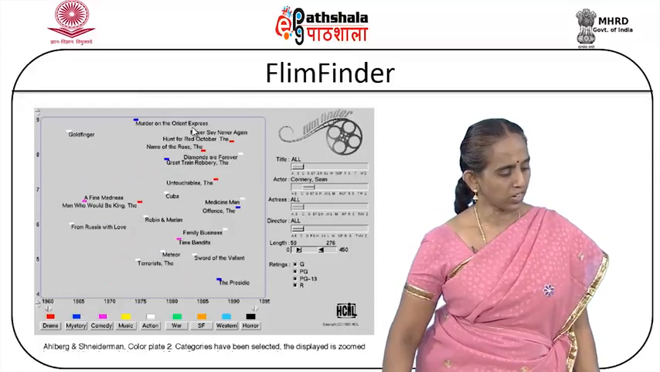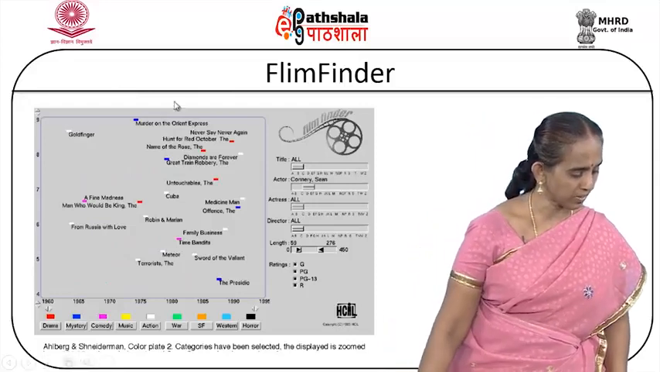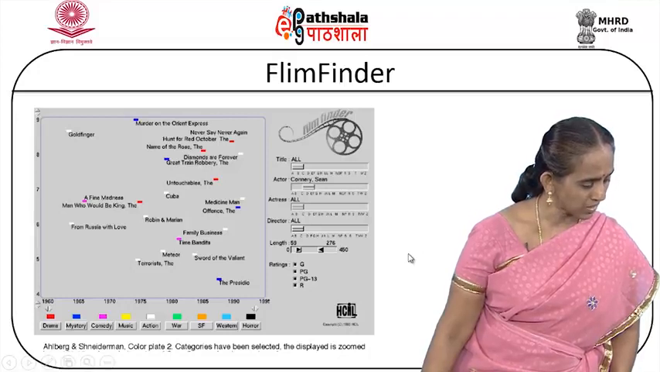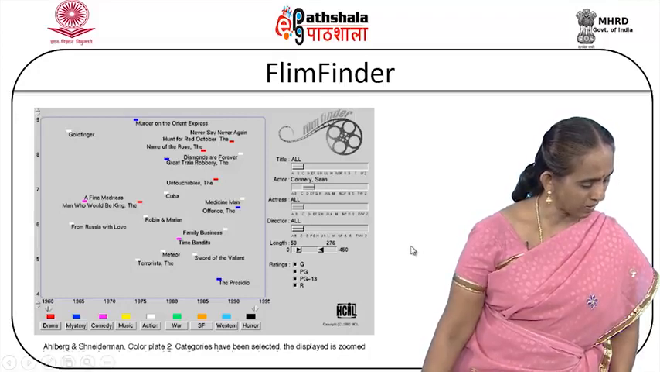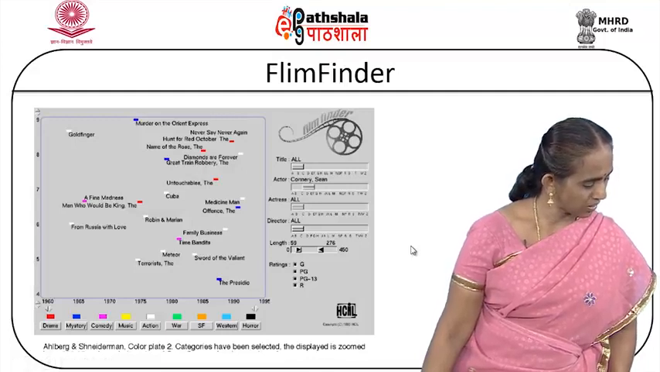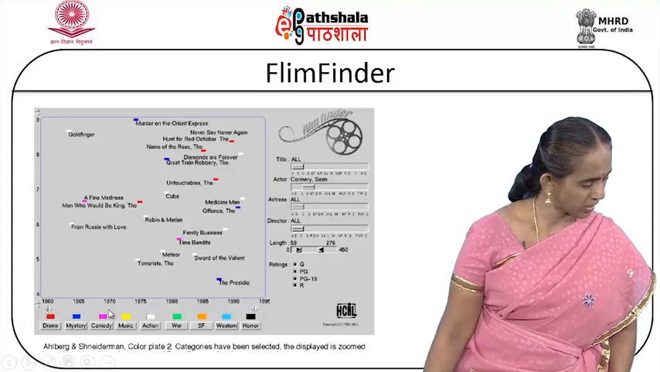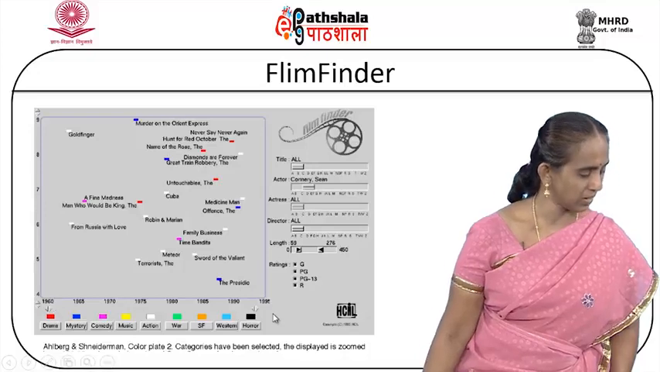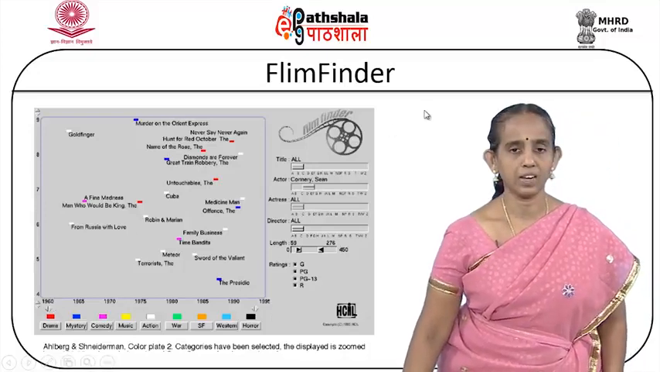So this is another screenshot from the FilmFinder, where we can see some of the values are being set, the actor value is being set, and the director has been specified as all, the length of the movie is specified, the ratings are given, and we have the various genres of the movie within certain years from 1960 to 1990 being shown on the screen as such.